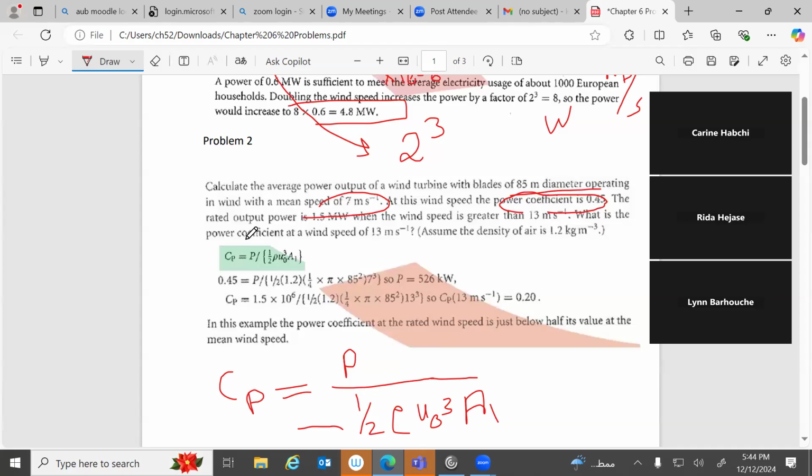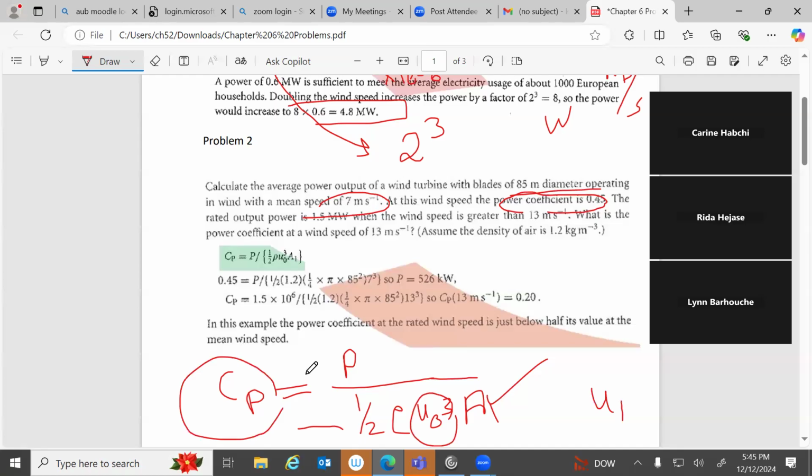So in this problem, we have the area because the diameter is given. We know the upstream speed, u0. u0 represents the upstream speed, not the speed at the cross-section. The speed at the cross-section is u1. And we have the density. For the first part, we don't know the value of the power extracted, but we know the coefficient of performance.